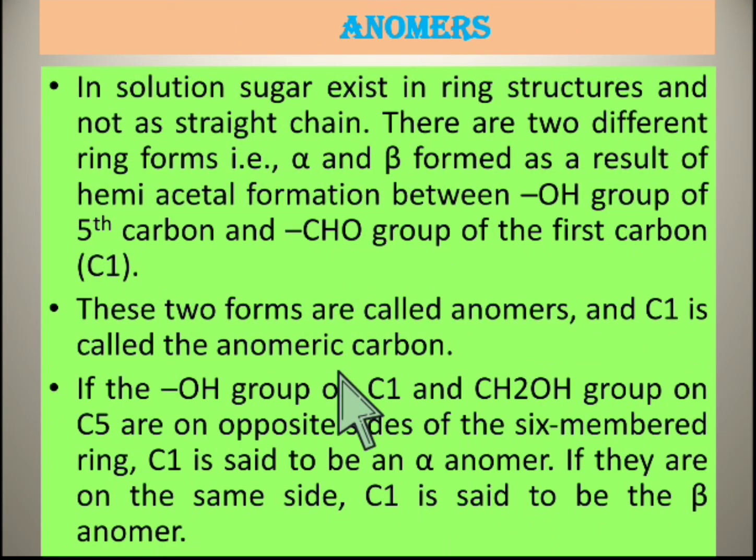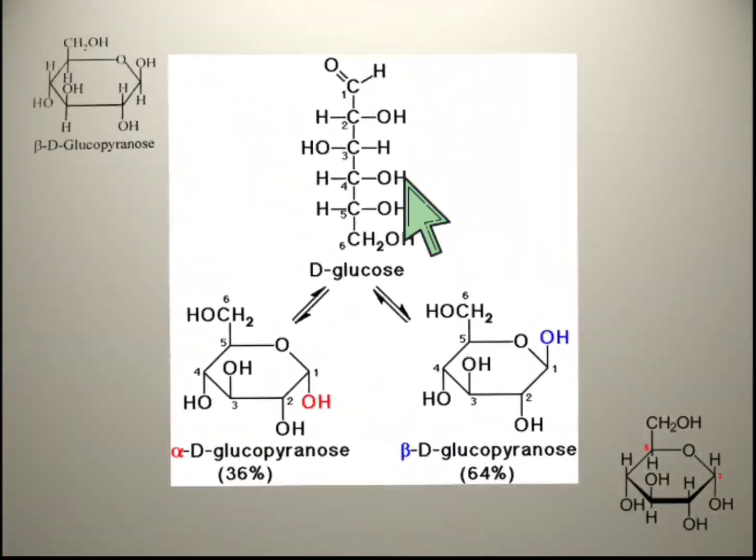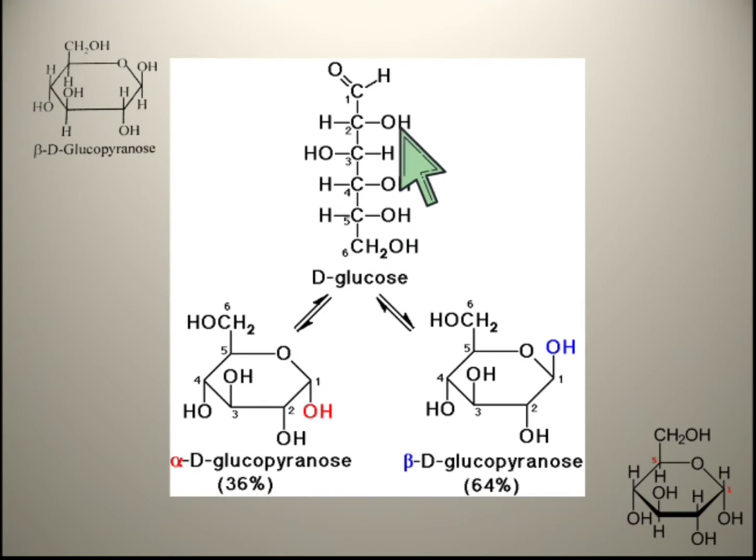Just remember that if they are on the opposite side, then it is an alpha form. But if they are on the same side, then it is beta form. So let us just take a look at this figure here. You can see this is a straight chain, a linear form of glucose, but in solution they occur in either an alpha form or a beta form.